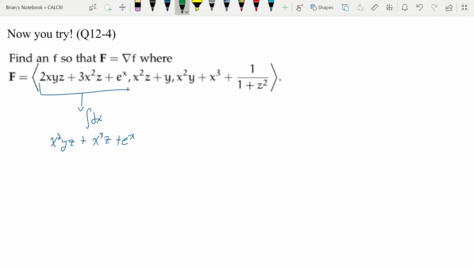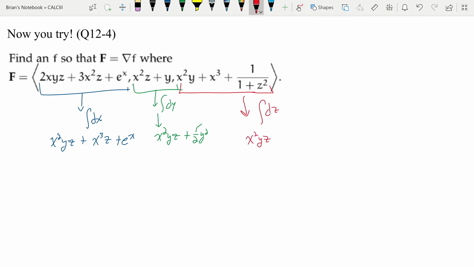If we do that with our y term, our y term is a little smaller than that. We'll get x squared yz, perfect, plus 1/2 y squared. Okay, awesome. And if we do our z, with respect to z, we get x squared yz. I've seen that term before. Then we get plus x cubed z, perfect, plus arctan z.